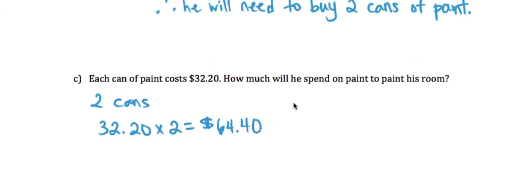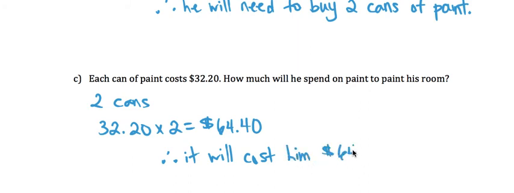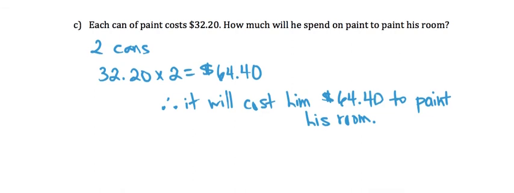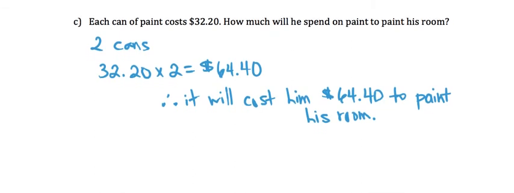And again, we're going to afford some liberties to this question. We're going to assume maybe it's a tax-free event, so we're not going to calculate tax on this. So therefore, it'll cost him $64.40 to paint his room. And those are just some examples to look at converting within the metric and imperial system.